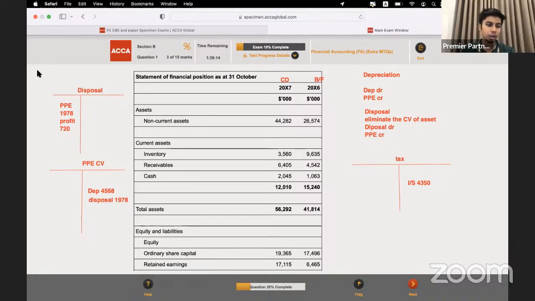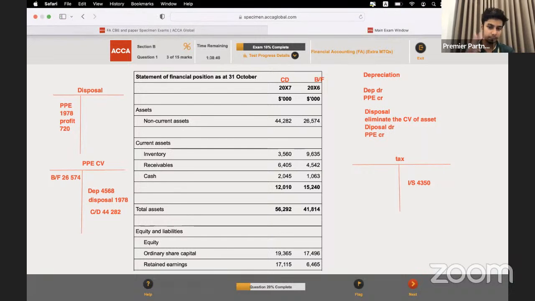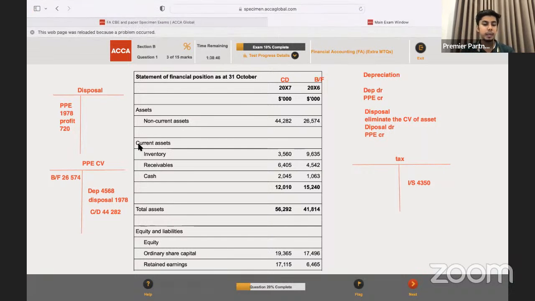Let's start, guys. Non-current asset is an asset. So therefore, guys, brought forward will go to the debit side, which is 26,574. And carried down, guys, will come to the credit side, which is 44,282. Done. Okay. So because I'm opening in your exam, definitely you have to open. So therefore, brought forward debit and carried down is credit. Right. Now, guys, let's move to the next part.